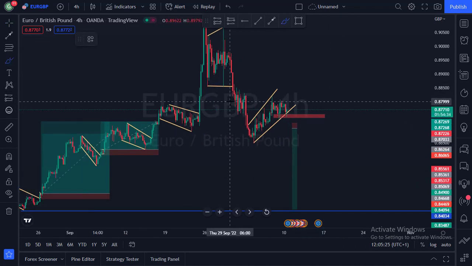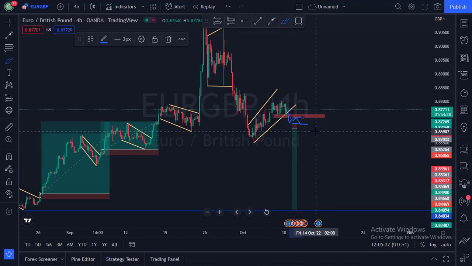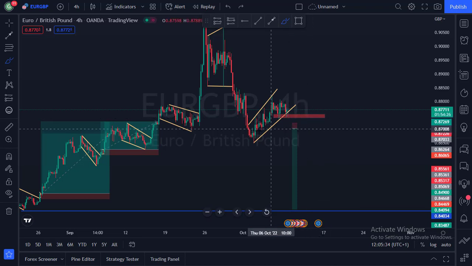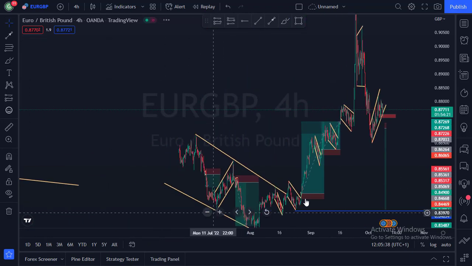I'll wait for price to give us an impulsive move and form a correction, and this correction is where I start looking for a sell. Forgive my drawing, guys. Like I said, it's going to improve with time. All right, so that's all for my watch list.